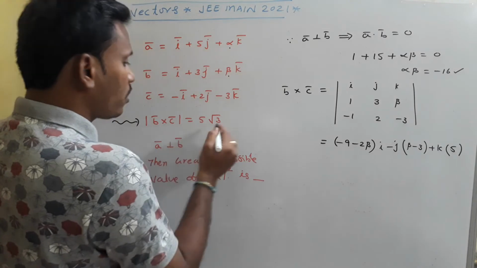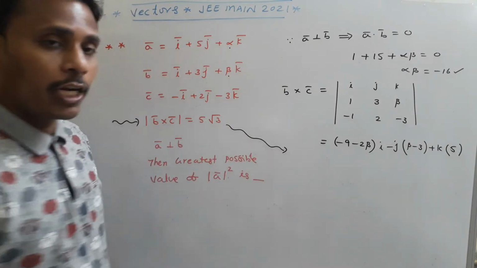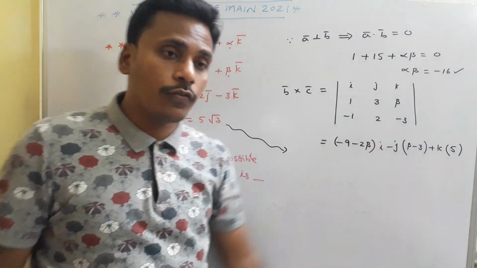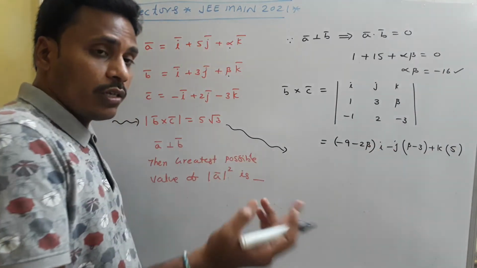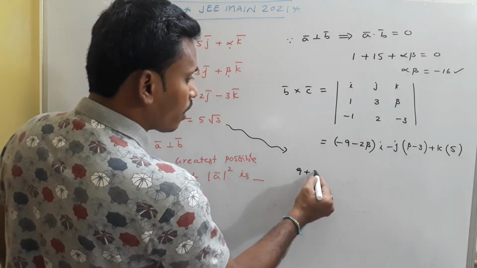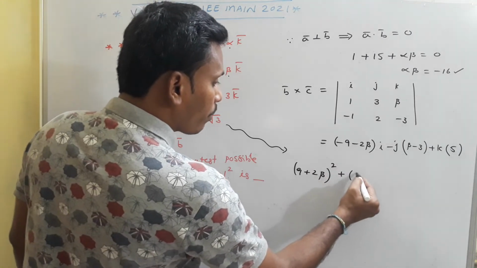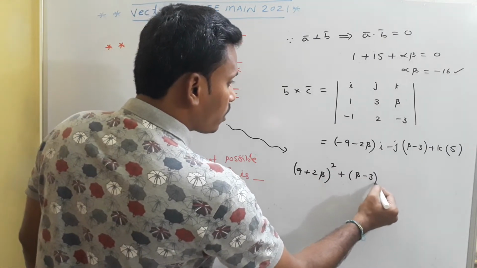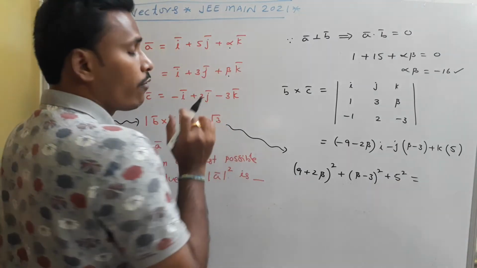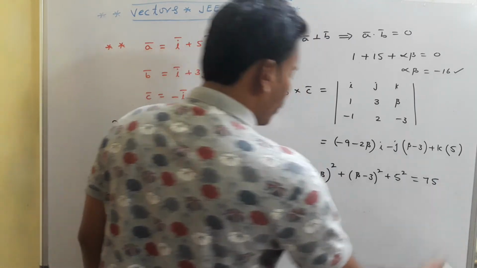Okay, since this modulus of b cross c is 5 root 3, from there apply magnitude for this. We will get square root of the sum of the squares of these coefficients, and 5 root 3 కూడా square చేస్తే square root eliminate చేయొచ్చు. So minus 9 minus 2 beta is nothing but 9 plus 2 beta. 9 plus 2 beta square plus beta minus 3 whole square plus 5 square is equals to 5 root 3 square, which is 25 3s, and that is 75.